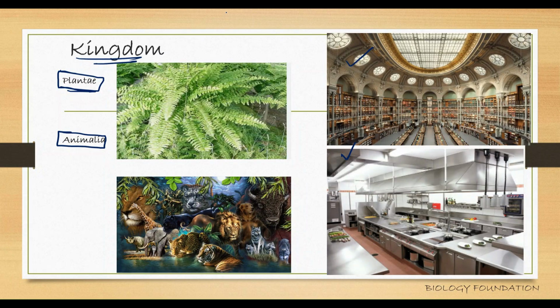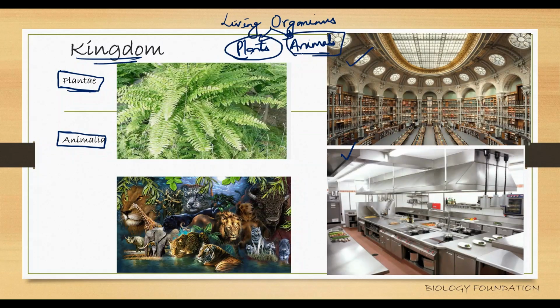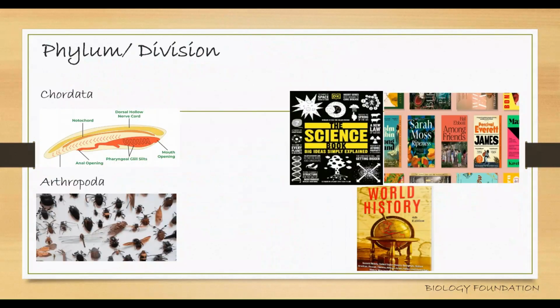We all know that living organisms on the planet Earth, according to Aristotle, were classified into plants and animals. Now, can I place both plants and animals in the same kingdom? No. All the plants are kept under Plantae and animals are kept under Animalia. Is it clear? Now, after kingdom, we have phylum or division.